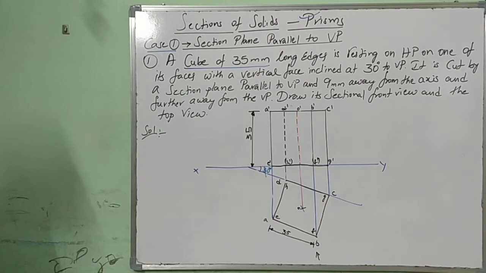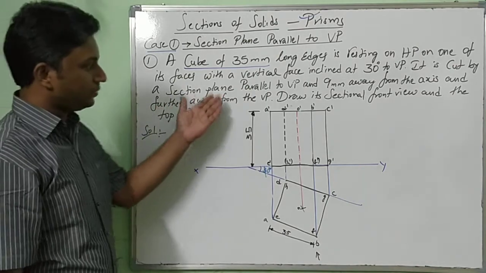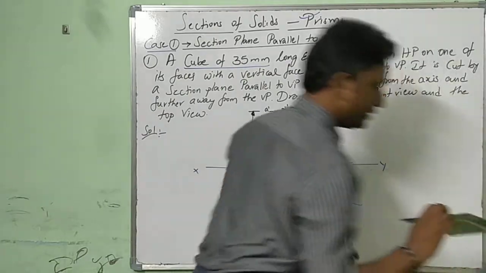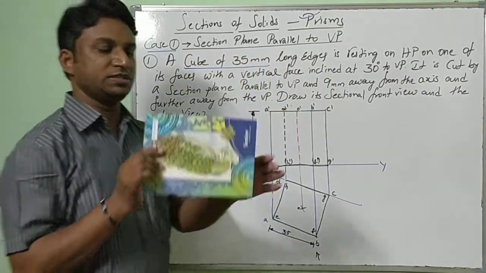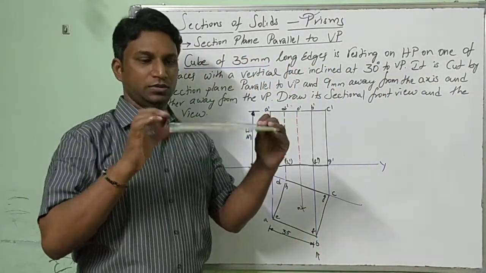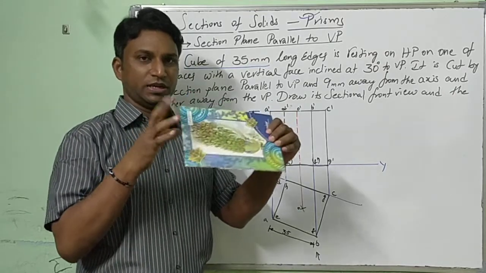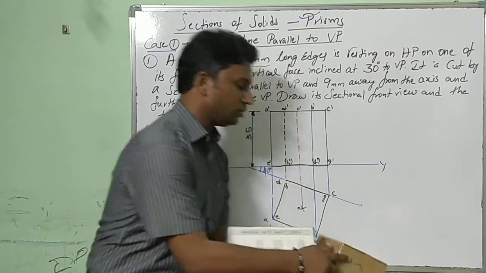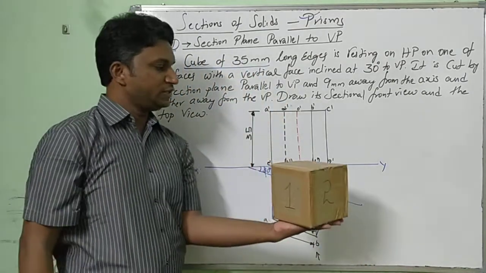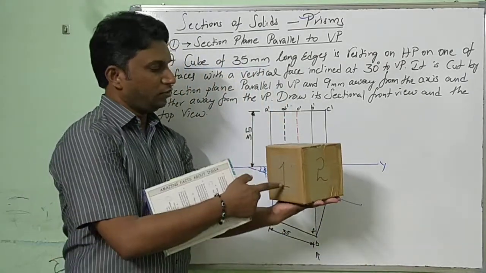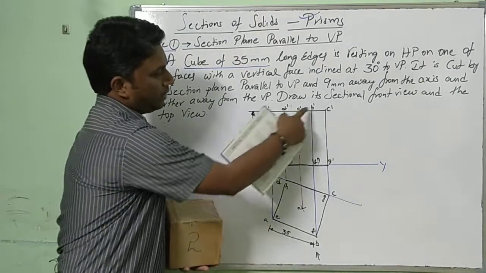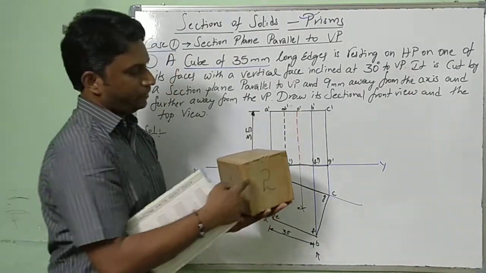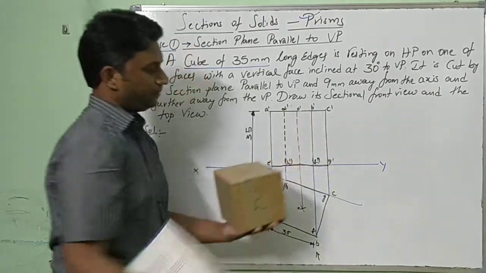Now coming to the section plane. It is cut by a section plane parallel to VP. See, I am considering this as a section plane. It is a thin plane, a square cutting plane. Now coming to this location, the object is like this. 1, 2. See, AB, FG. This is a part. This is the remaining part.